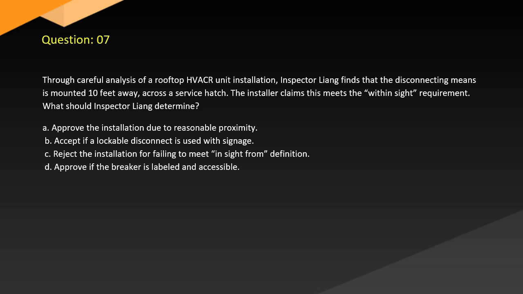A. Approve the installation due to reasonable proximity. B. Accept if a lockable disconnect is used with signage. C. Reject the installation for failing to meet the within sight from definition. D. Approve if the breaker is labeled inaccessible.